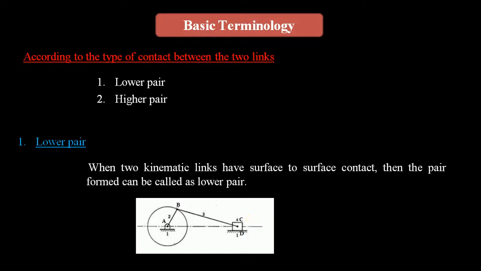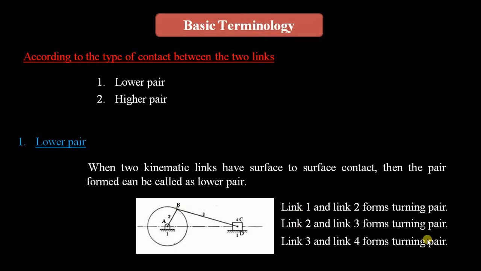Basically, whenever you are considering a lower pair, it is going to be a turning pair, like that we'll consider. So for lower pairs, try to remember that mostly we consider them as turning pairs only. Sorry, here I am representing link 1 and 2 as a turning pair, 2 and 3 as a turning pair. Sorry, here I have mentioned it differently, it should be a lower pair, so try to correct that here.